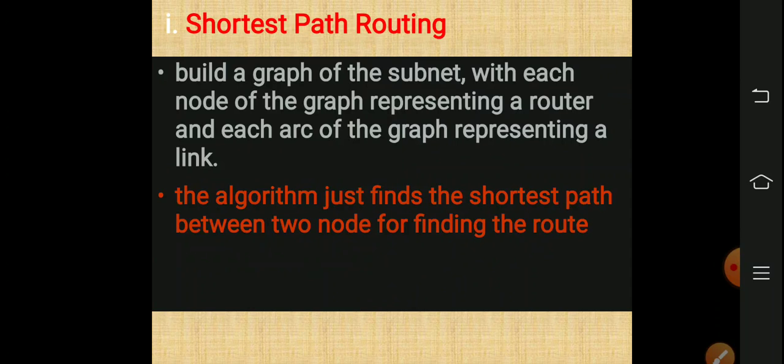We already know the shortest path algorithm finds the shortest path between routers, which are nodes in a graph. Here, the shortest path means building a graph of the subnet, with each node of the graph representing a router and each arc of the graph representing a link. The algorithm just finds the shortest path between two nodes for finding the route.